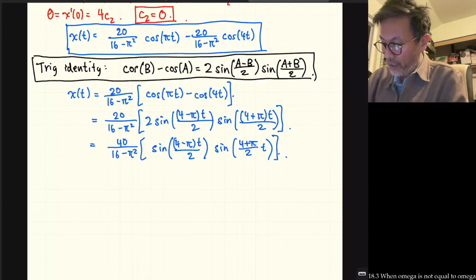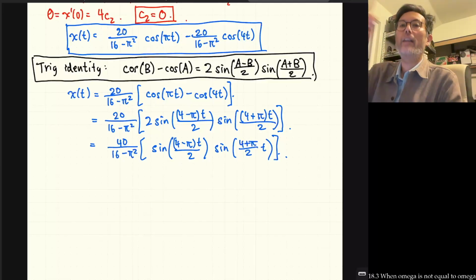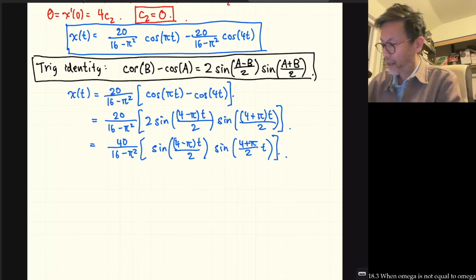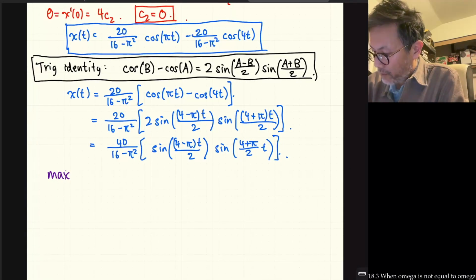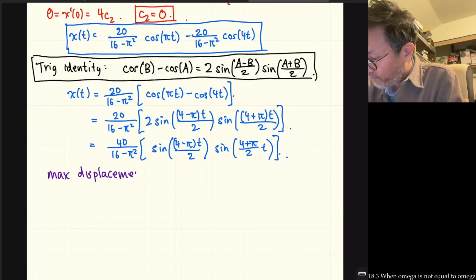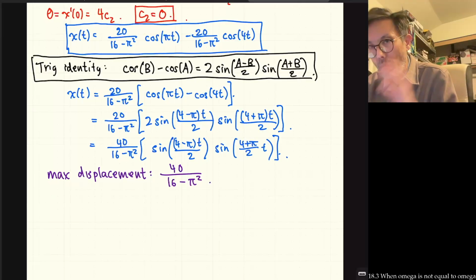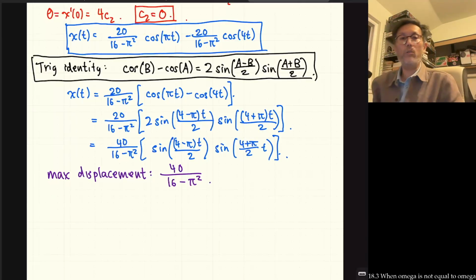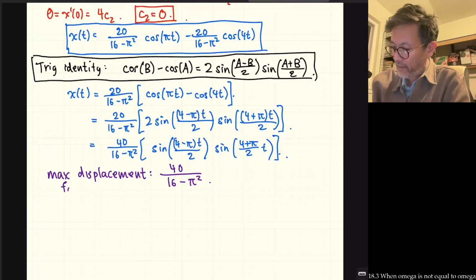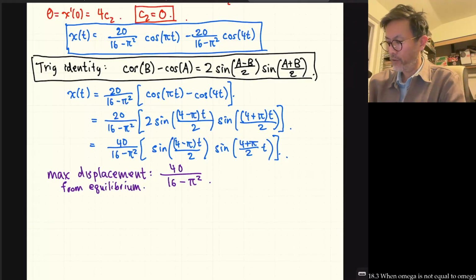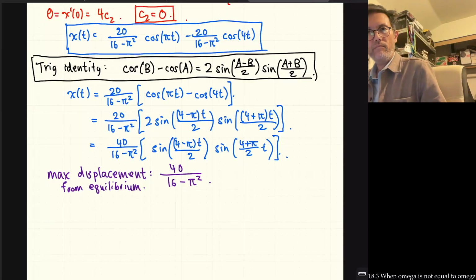So let me just conclude and then we'll end the video, and then I'll talk about resonance in the next one, I promise. The maximum displacement in this case would be given by 40 over 16 minus pi squared. That's the maximum displacement from equilibrium, I should point out, for our periodically forced harmonic oscillator. Okay?